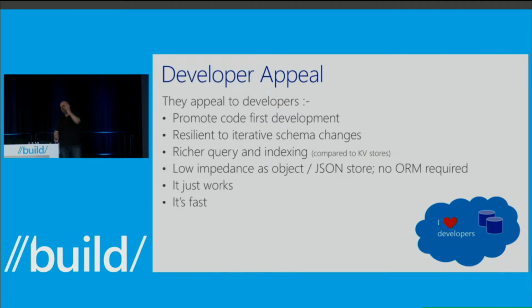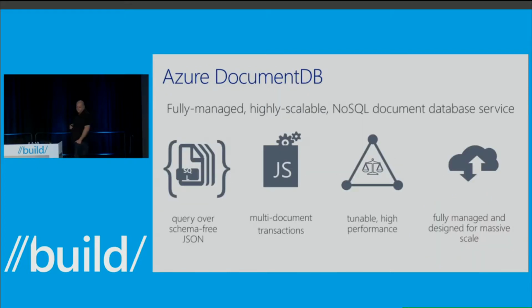Because their app's grown too big, or their documents have grown too big, or their queries are slowing down, or whatever the case may be. So you'll still have those kinds of issues, but it really is much, much quicker to go in, refactor your data model, and keep going. All right. So Azure DocumentDB, a fully managed, highly scalable, NoSQL document database as a service.